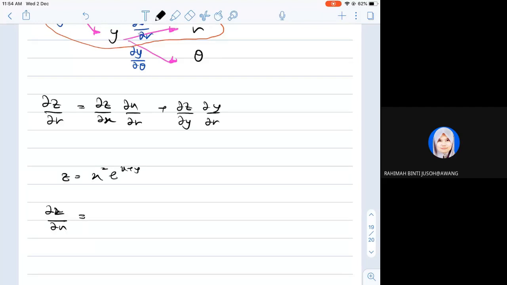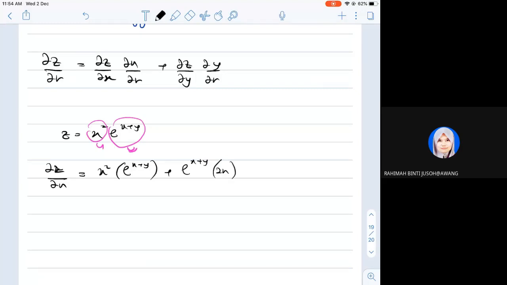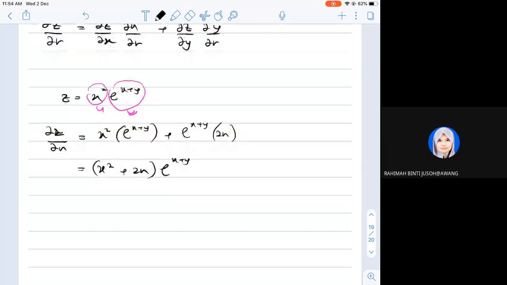Okay guys, right now you have to use product rule or not? Yes, okay, very good. You have to use product rule. This is your u and this is your v. Okay, so use product rule, we will get x squared, x. Okay, v prime, the coefficient is 1, so we just maintain x plus y. Plus v is exponent x plus y multiplied by 2x. Okay, so we will have x squared plus 2x multiplied by exponent x plus y. Okay, that's it.